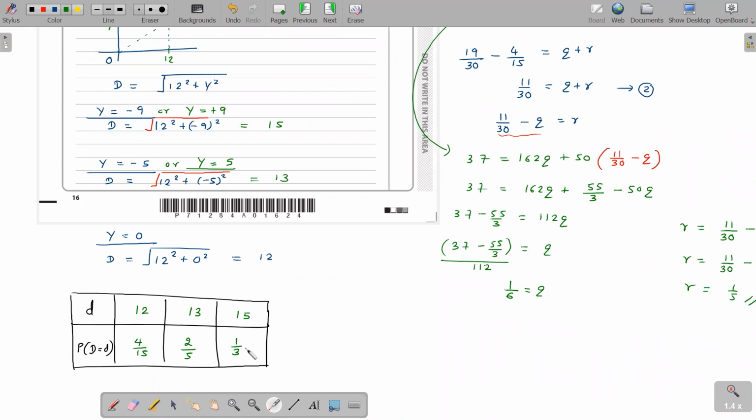Okay, so that's how I fill this table, and definitely you should check whether this table adds up to 1, because that tells you whether the table that you created is correct or not. Okay, so for a probability distribution to be correct, accurate, the total probabilities must add up to 1. Okay.